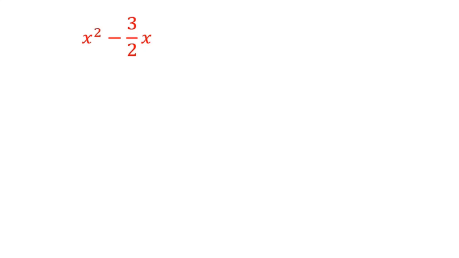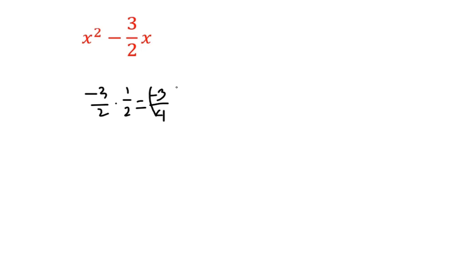X square minus 3 halves x. Ano kayang dadagdag natin dito para maging perfect square trinomial? Okay, una, kunin natin yung b natin. Ano yung b natin? That is negative 3 over 2. Then, kunin natin yung 1/2 niya. Negative 3 times 1 is negative 3. 2 times 2 is 4. So, ang kalahati niya is negative 3/4.